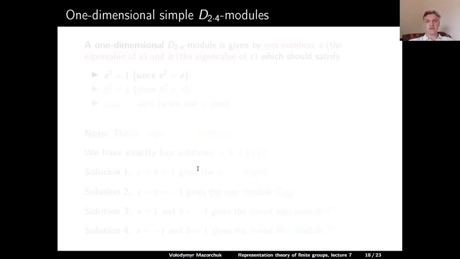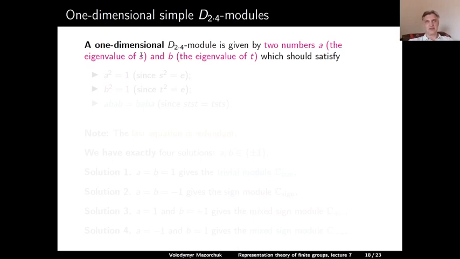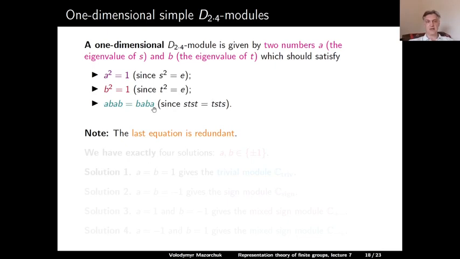So these 3 one-dimensional simple modules are quite easy to determine. Each element of a one-dimensional module is an eigenvector for any element in the group. So let A be the eigenvalue of S, and let B be the eigenvalue of T. These numbers A and B should satisfy the following equations. A squared should be equal to 1, because S squared is the identity. B squared should be equal to 1, since T squared is the identity. And then we have the property that ABAB should be equal to BABA, because STST is equal to TSTS. But now A and B are just numbers, so ABAB is equal to BABA. This is equivalent to saying that A squared B squared is equal to A squared B squared. So this is simply redundant. This equation doesn't play any role. So the only equations which we need to satisfy are A squared is equal to 1 and B squared is equal to 1. And this has exactly 4 solutions. A and B can be any of the numbers plus or minus 1.